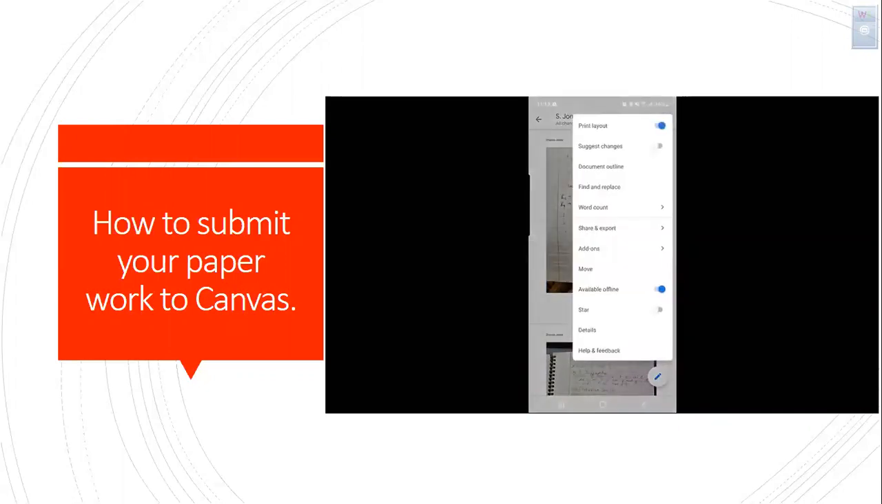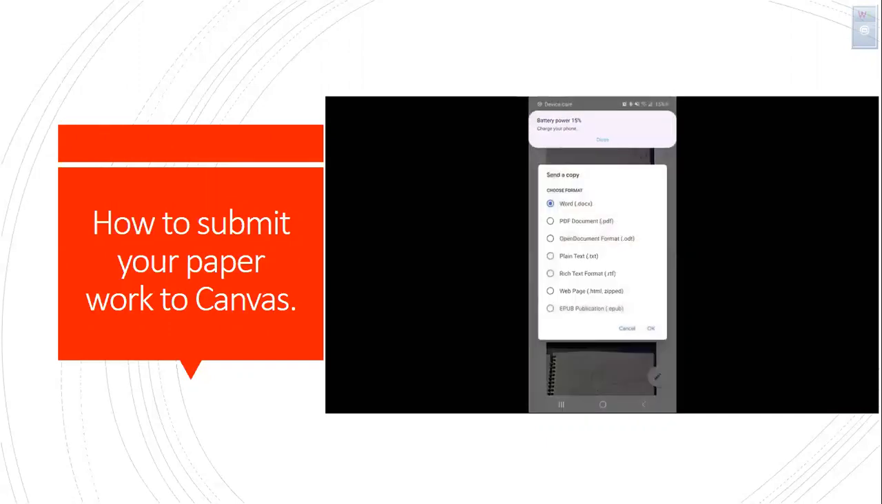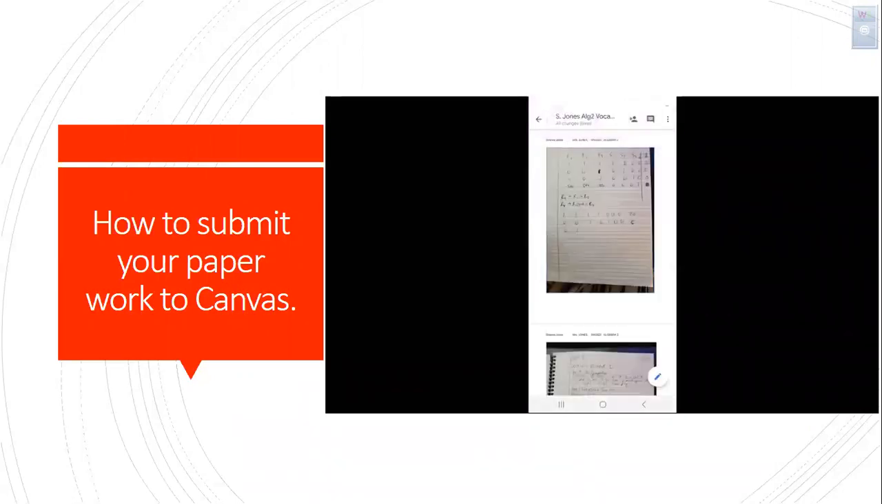You can share and export. You can email it to yourself. You can share it. You can make a copy of it. You can send a copy. If you click send a copy, I want to send a PDF. Where are you sending the PDF to? If you need to email it.